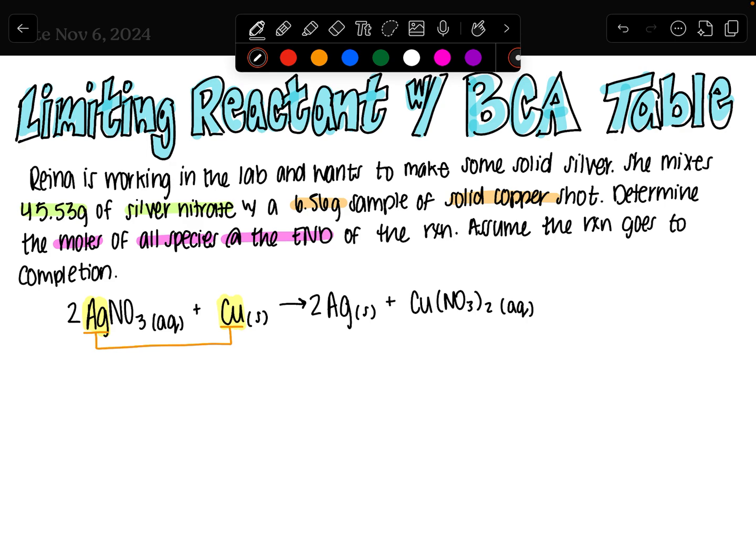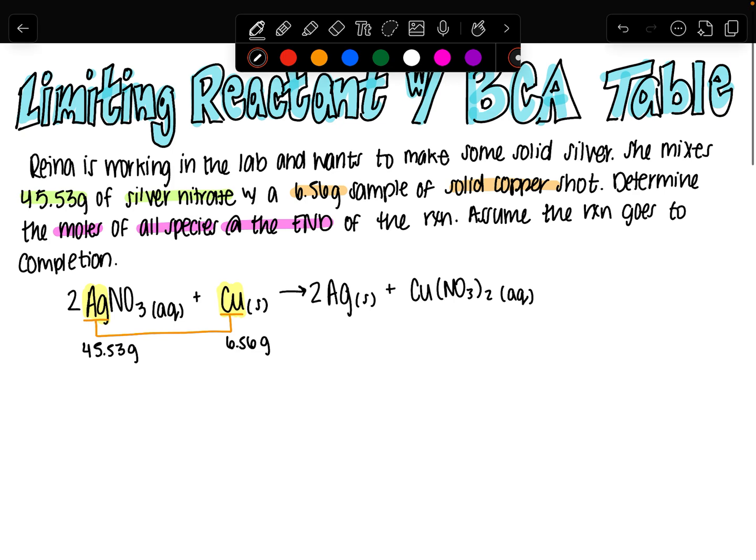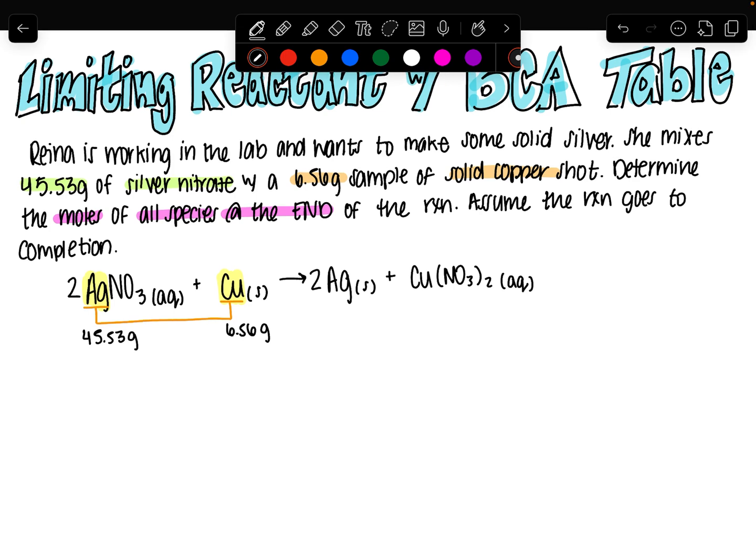So I know that I'm given 45.53 grams of this. I know I'm given 6.56 grams of this. I know at the end of this, I am tasked with finding the moles of all reacting species. So to figure out what my limiting reactant is, I first convert to moles. So 45.53 grams of silver nitrate.